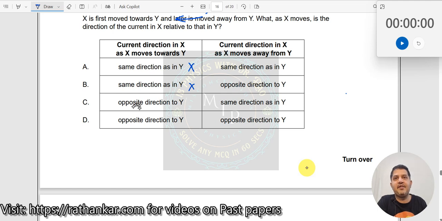So therefore, in the first case, it should be opposite. In the second case, it will be the same. So the answer is C over here.